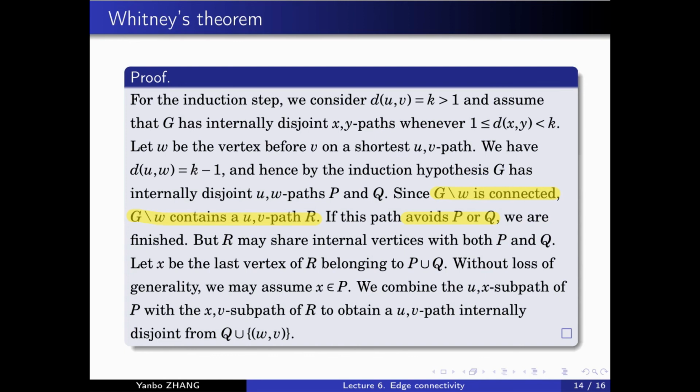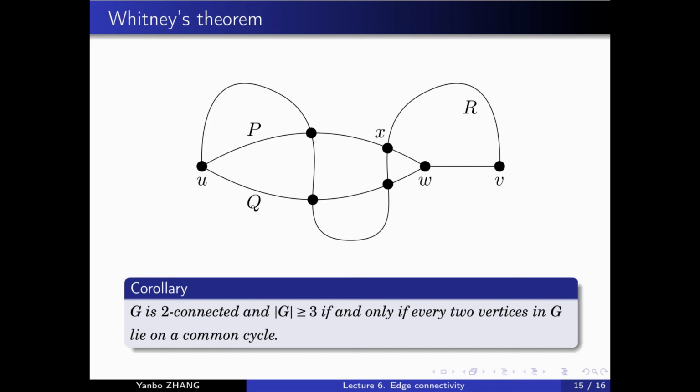u-R-v is a path, and u following the path P to w and then to v is another path. But R may share internal vertices with both P and Q. What do we do in this situation?